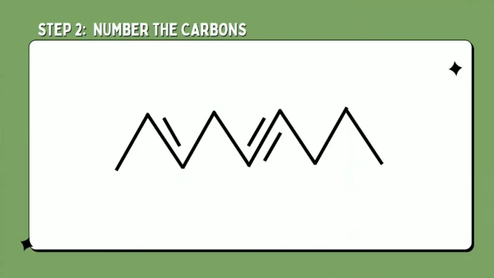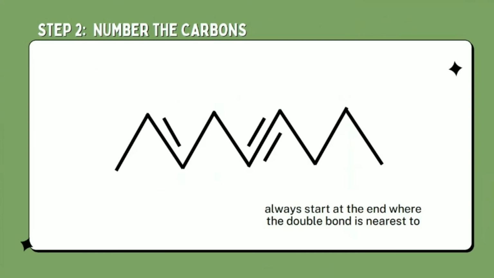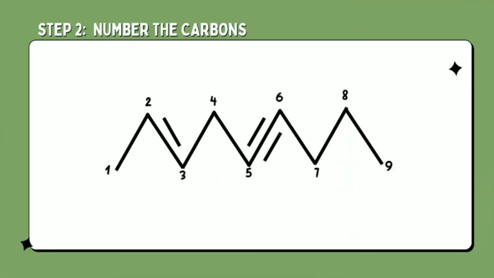Step 2. We have to number the carbons. In this case, we have to start at the end where the double bond is nearest. You can see, always start at the end where the double bond is nearest. Our priority is the double carbon bond. That means we have to start numbering from left to right. You can see, the numbering starts at the left.